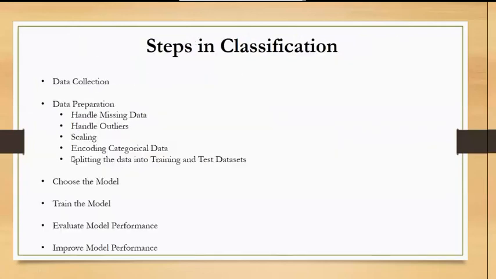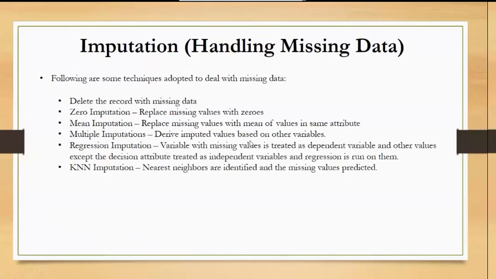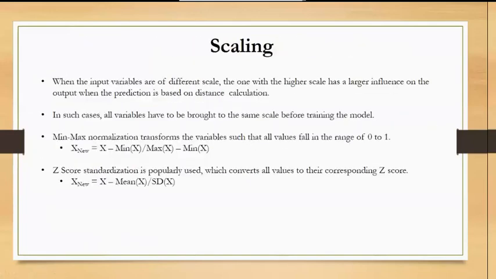Okay, the next one is scaling. When the input variables are of a different scale, one with a higher scale will have a larger influence on the output when the prediction is based on distance calculation. In such cases, all variables have to be brought to the same scale before training the model.